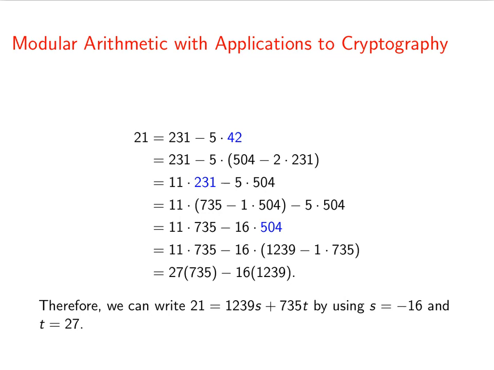So we've done it. We're able to write 21 as 1239s plus 735t, and all we have to do is pick s to be equal to negative 16 and t to be equal to 27. All we had to do was rewind all the calculations in the Euclidean algorithm computation. Okay, that's all for now.